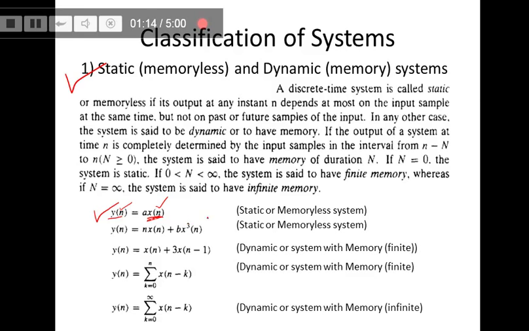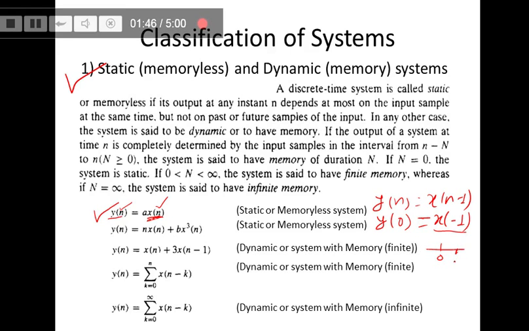So this is a memoryless system. Suppose I am taking y[n] is equal to x[n minus 1]. So is it a memoryless system? Let's see. At n is equal to 0, the output y[0] is x[minus 1]. So when I compute the output at n is equal to 0, we see it depends on the input at n is equal to minus 1.